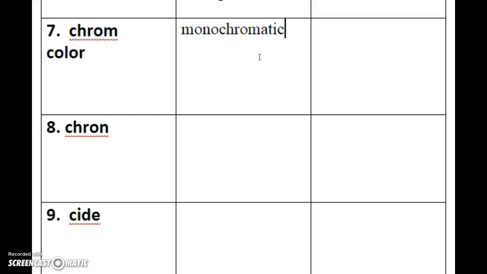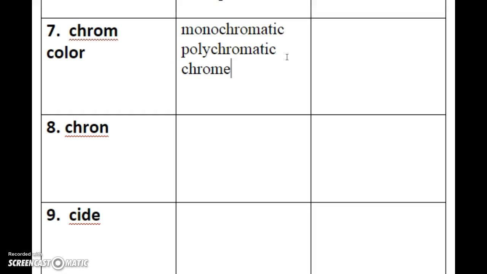So that would be like on the day where you wore your navy blue pants and your navy blue polo, and you dressed all in navy blue. You were dressed in monochromatic fashion. You were dressed monochromatically. The opposite of that would be polychromatic, which means many colors. Poly is a prefix that means many. So polychromatic means many colors.